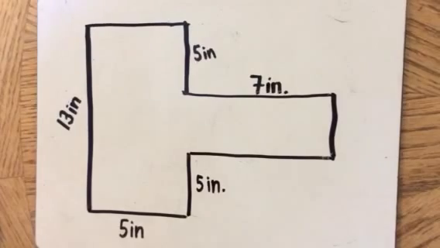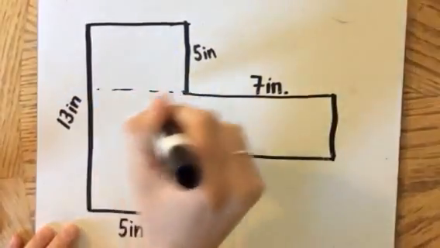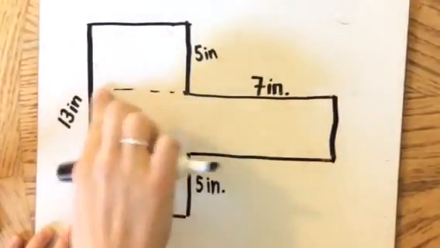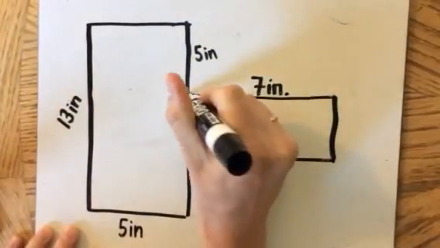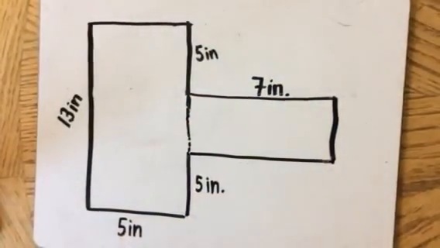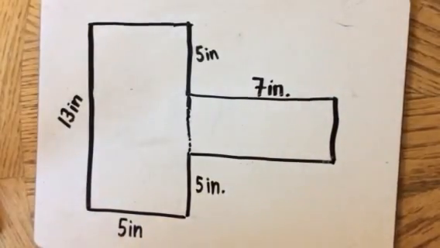Let's think about what's our first step. Our first step is partitioning it into 2 rectangles, correct? So I don't think it would be very smart to partition it like this because then I'm going to have 3 rectangles. So let's partition it right there. Great. Now what do I need? I need any missing side lengths. Do I have any missing side lengths there?